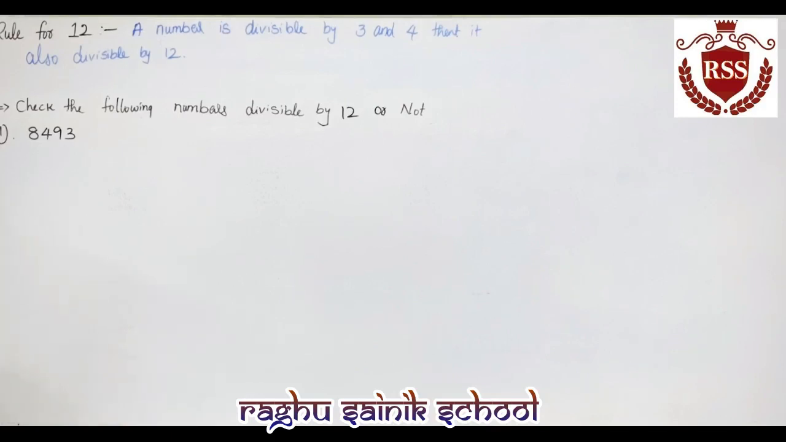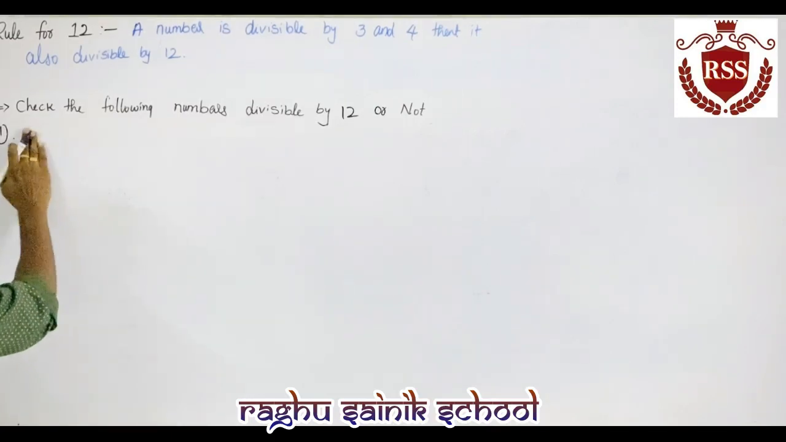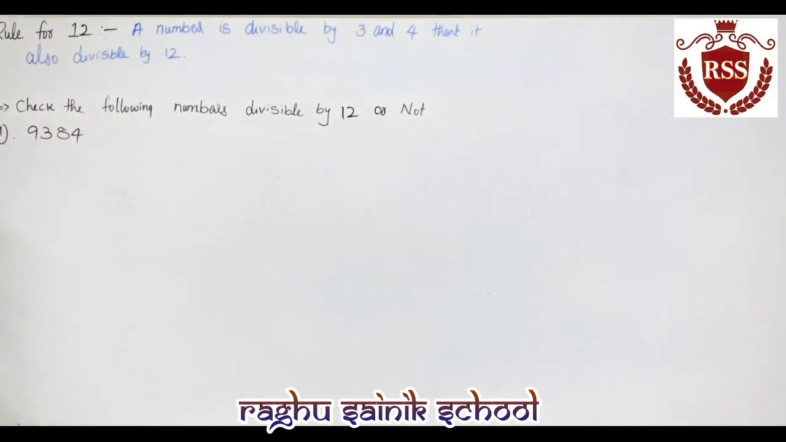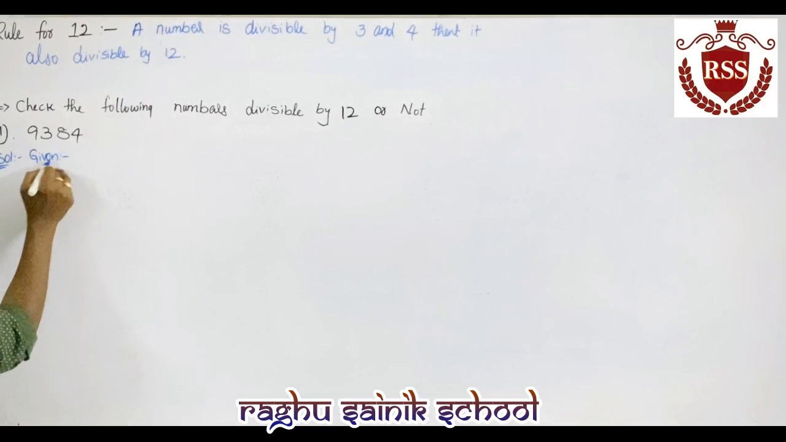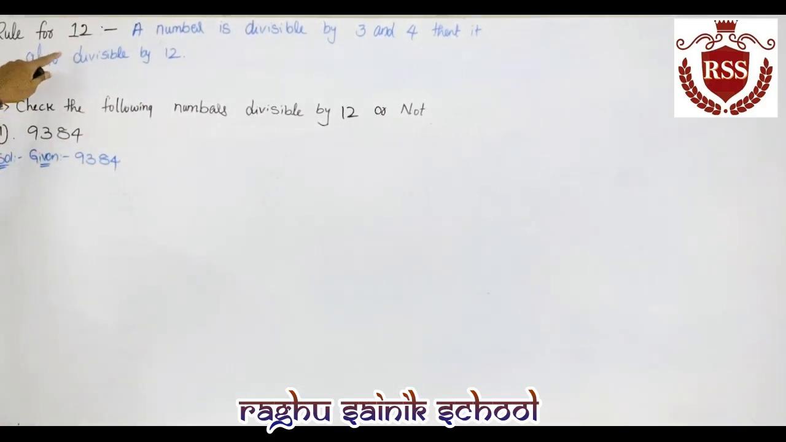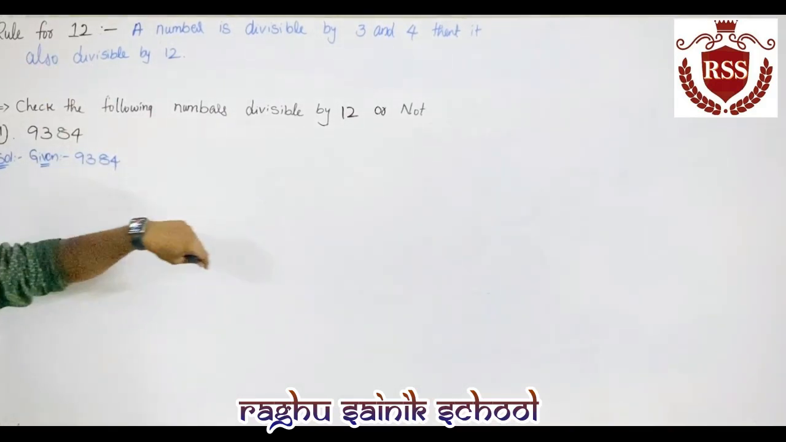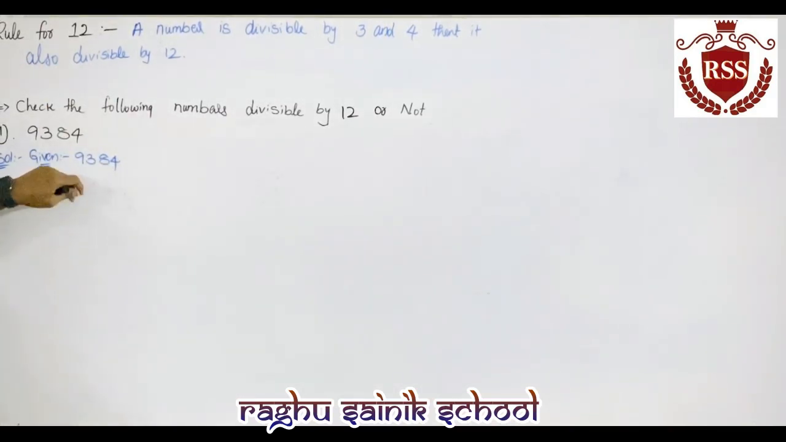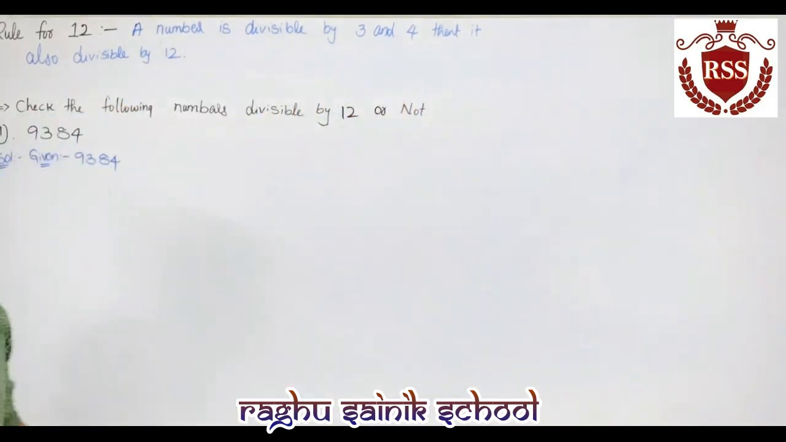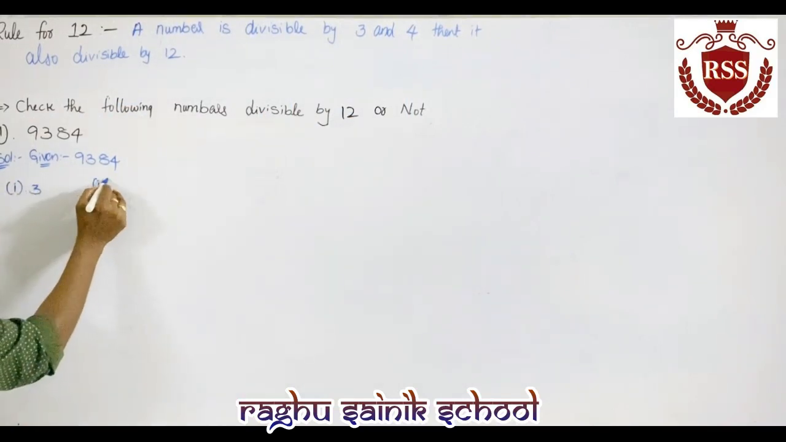9384 is the number. We have to check whether the number is divisible by 12. Okay. What is the divisibility of 12? Given number is 9384. We need to check whether the number is divisible by 12 or not. We need to check that the number is divisible by 3 as well as 4. First we check with 3, then with 4.